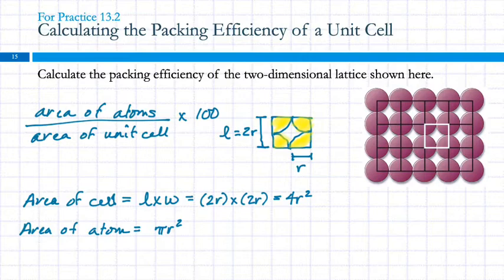So to find our packing efficiency, we want to take the area of the atom, pi r squared, and divide by the area of the cell, which is 4r squared, and then multiply by 100. What's always going to work out is that the r's are going to cancel out because we're measuring both of them in terms of r. So r squared cancels r squared, and this ends up being pi over 4 times 100. And please do not shorten pi to 3.14. You have a button on your calculator. Use it.